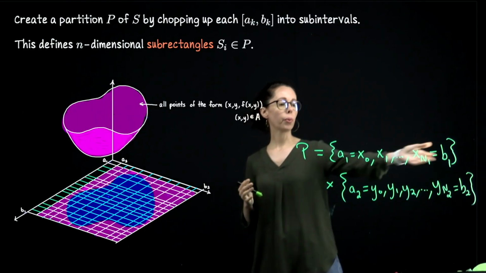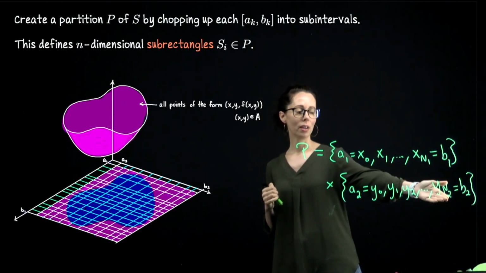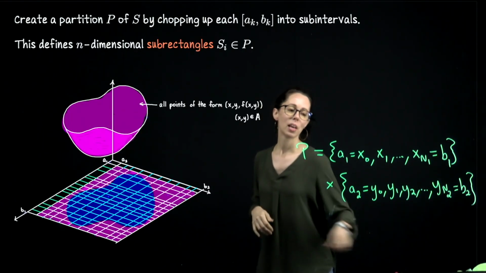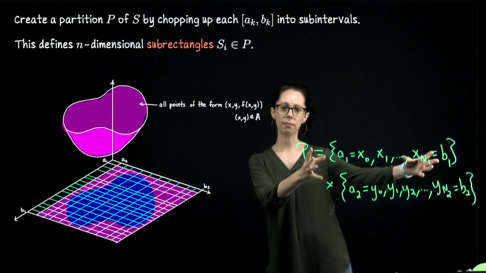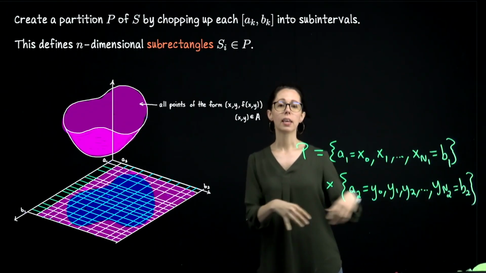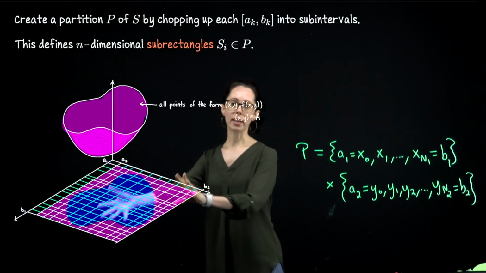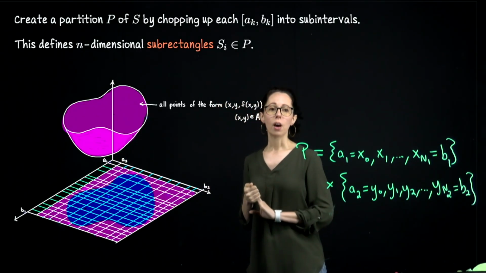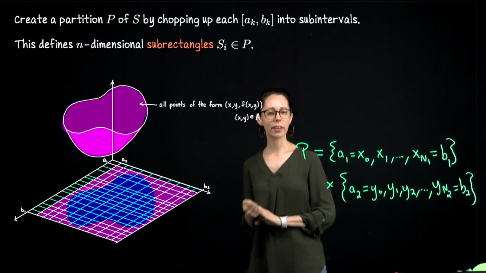So I might have 10 points here, in which case this would be x sub 10, and 20 points here, and this would be y sub 20. But the idea is that the Cartesian product, this formal product of these two sets of points, generates these subrectangles that we've subdivided S into.